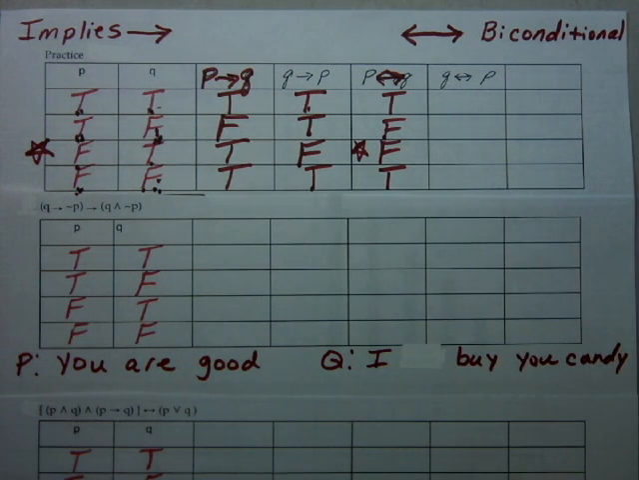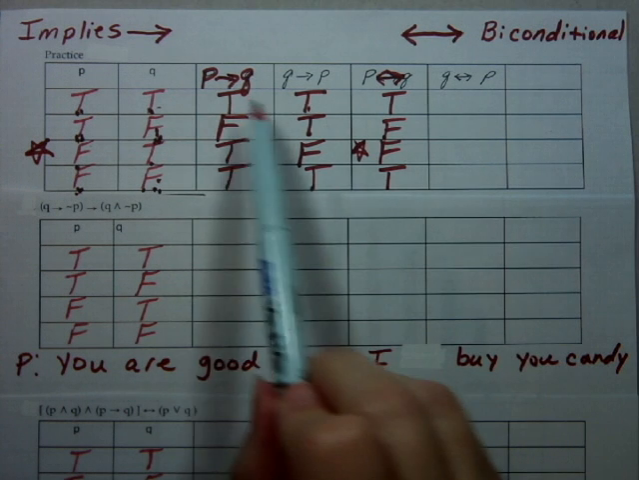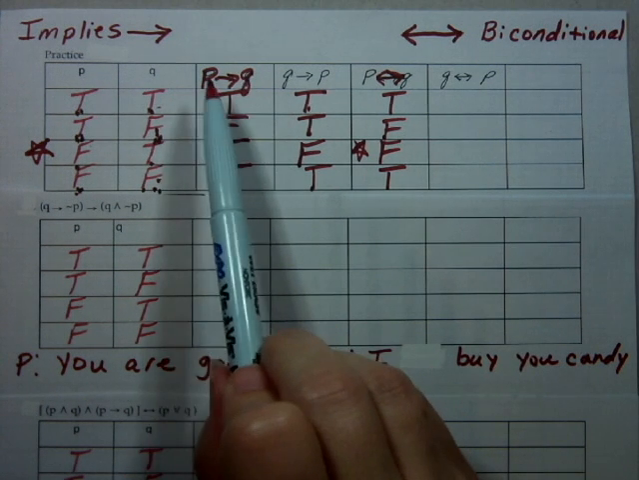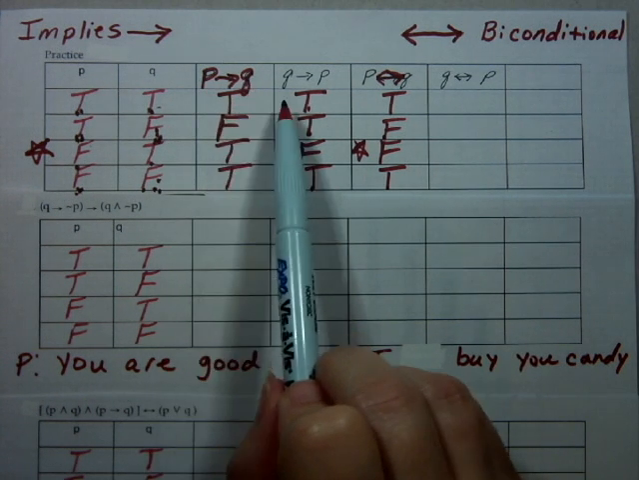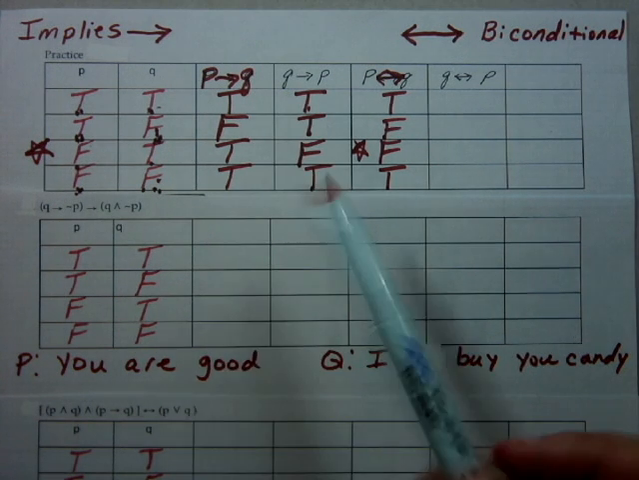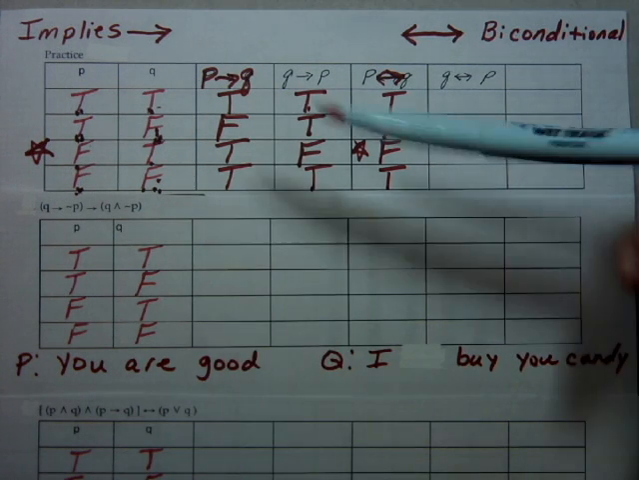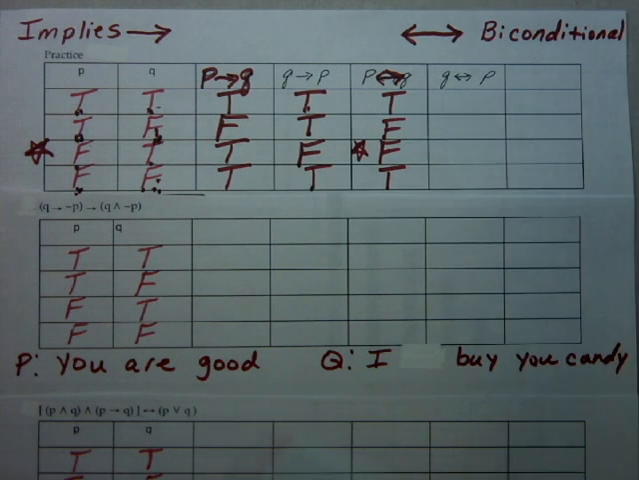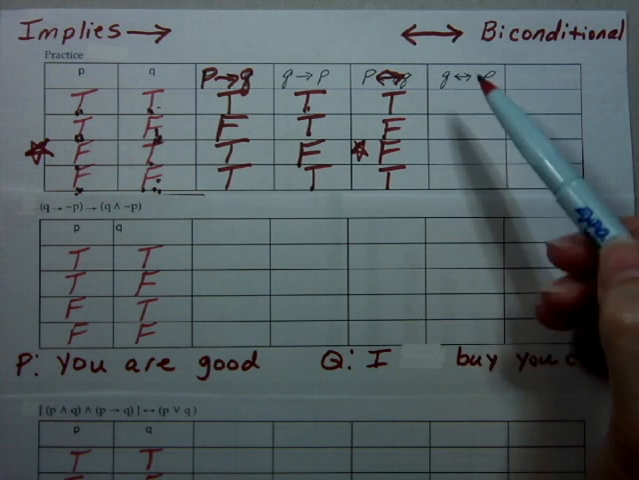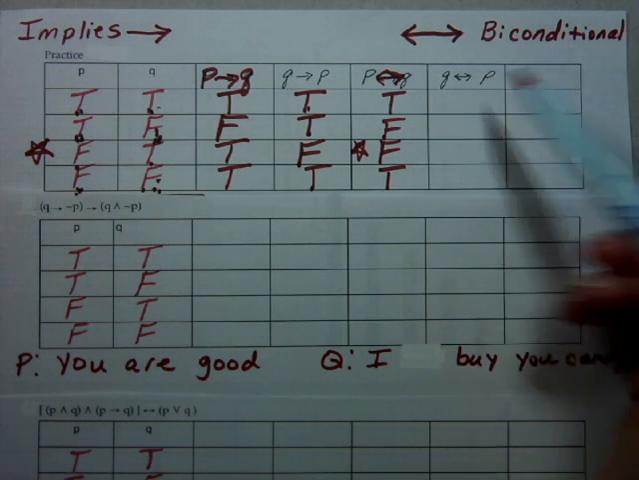Right? Now, unlike P implies Q, if P then Q is not the same as if Q then P. Notice they are not the same whenever you look at this column. Whereas if and only if you are good, then I will buy you candy is the same as if and only if I buy you candy, then you will be good. Because notice, if and only if I buy you candy, you will be good.